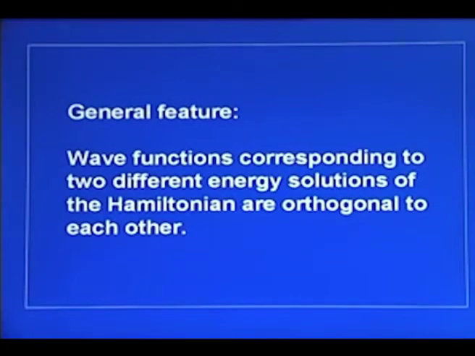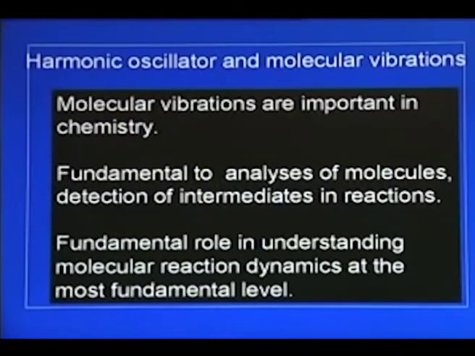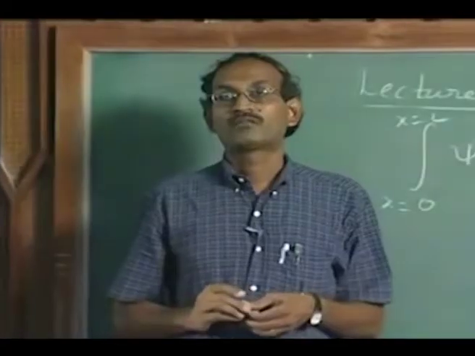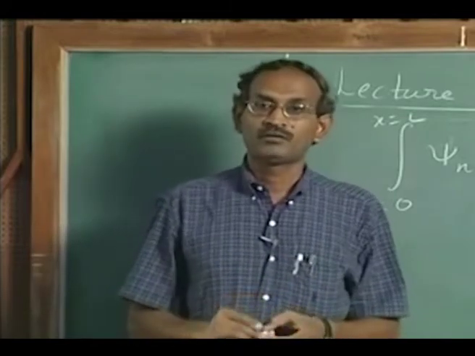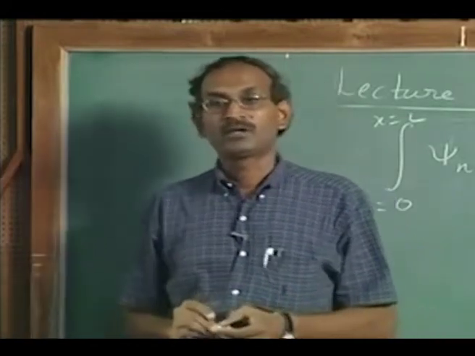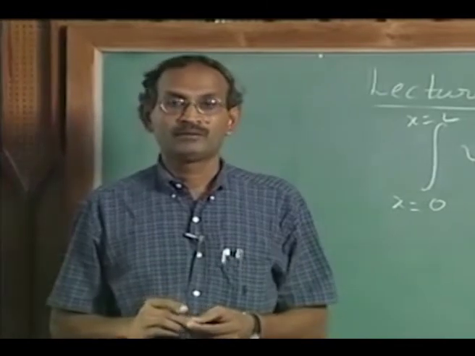So the summary is that the wave functions corresponding to two different energy solutions of the Hamiltonian are orthogonal to each other. This point must be remembered. Now we will go to the solutions of the harmonic oscillator and molecular vibrations. That idea was something that I did not stress in the last two lectures. So with that, we sort of come to one model problem, reasonably completely solved. Now we will look at the model problem of the harmonic oscillator and molecular vibrations.